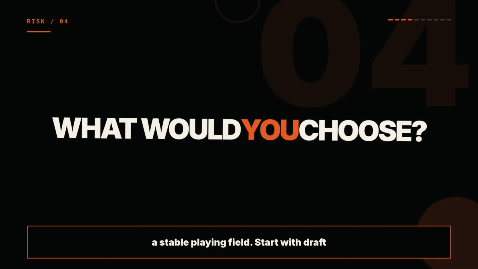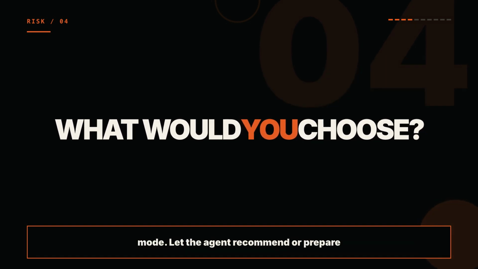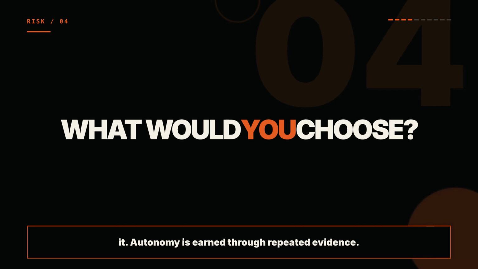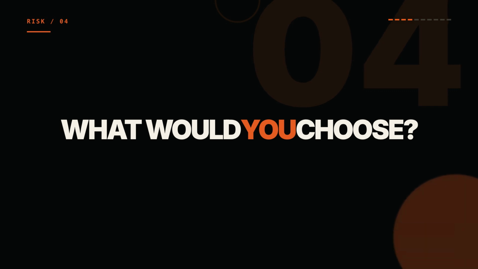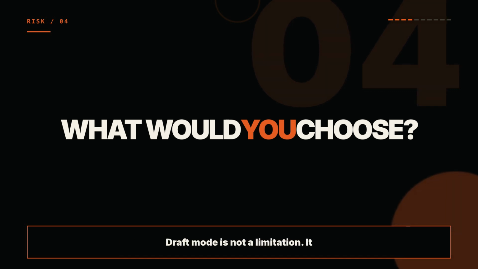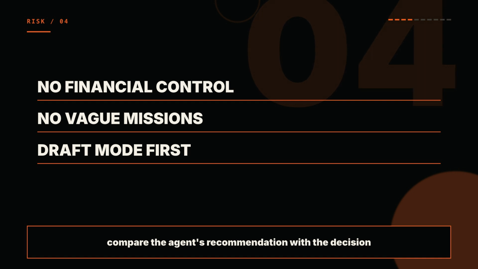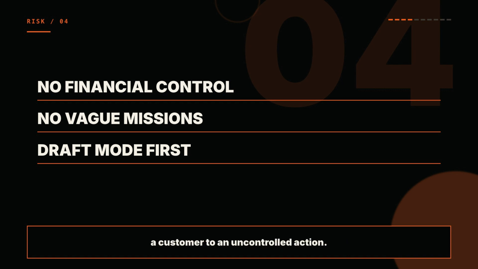Start with draft mode. Let the agent recommend or prepare the work, then let a human approve it. Autonomy is earned through repeated evidence, not granted because one demo looked impressive. Draft mode is not a limitation. It is your learning environment. It lets you compare the agent's recommendation with the decision you would have made. Every correction becomes training evidence without exposing the business or a customer to an uncontrolled action.